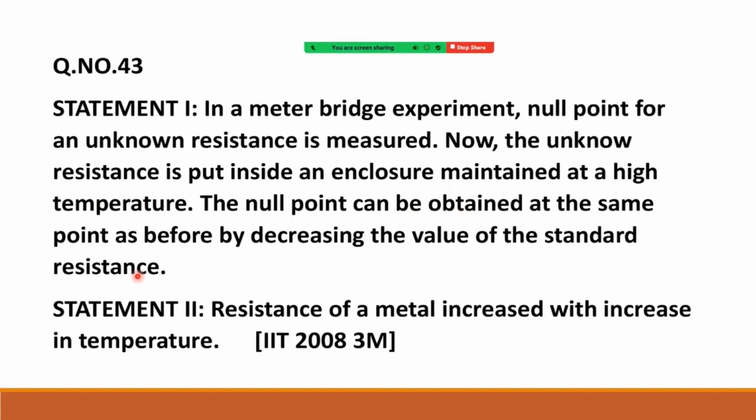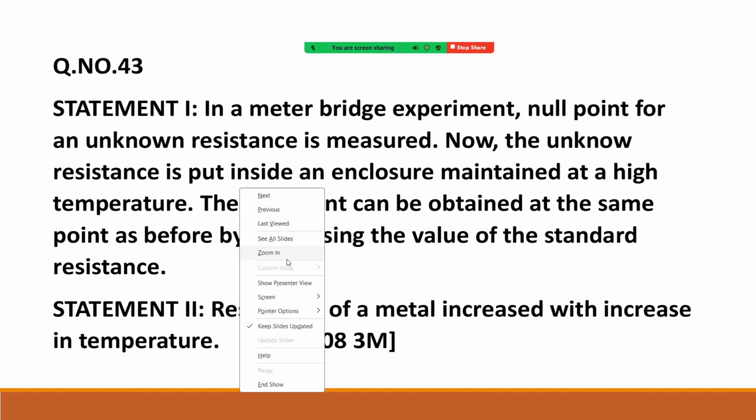See carefully what happens here. Writing now, P by Q equal to L by 100 minus L, right? Suppose we are keeping the unknown one on the left side and the known one on the right side, okay? So the null point can be obtained at the same point as before. Let us see the explanation part.